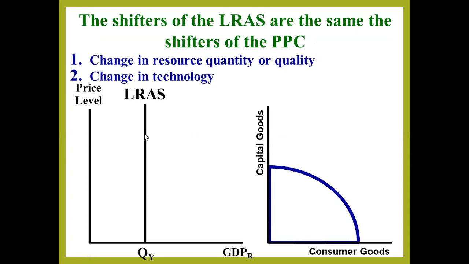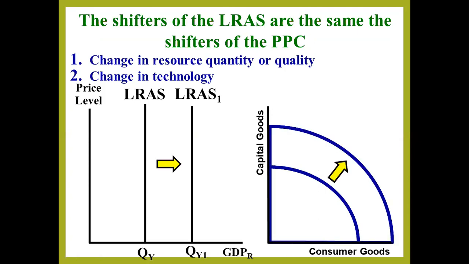Notice the same things that shift the long run aggregate supply curve were the things that shifted the production possibilities curve way back in unit 1. If we have an increase in resource quantity or resource quality or an increase in technology efficiency, long run aggregate supply curve goes to the right. Our real GDP goes up. Our possibilities of what we can produce have gone up.